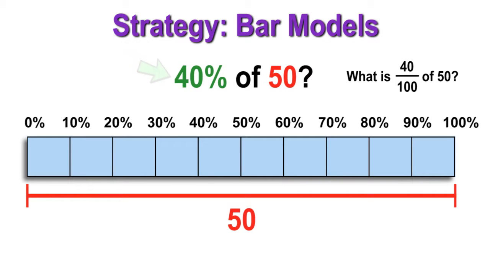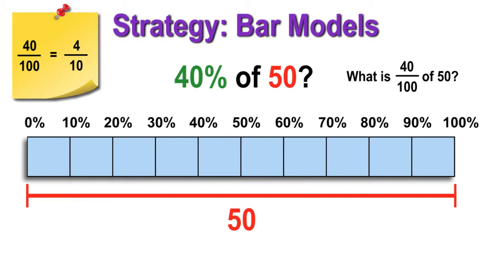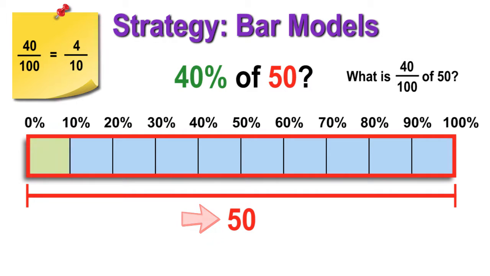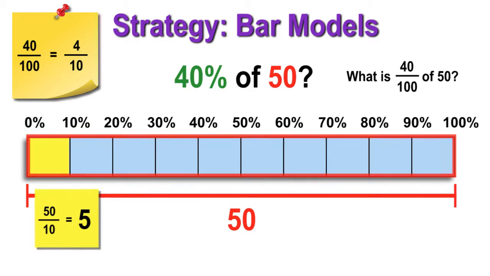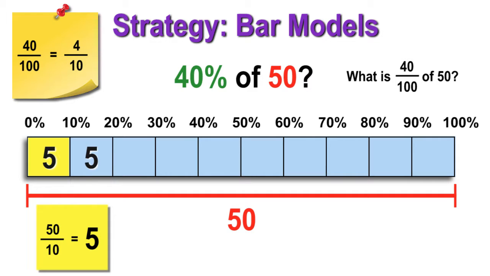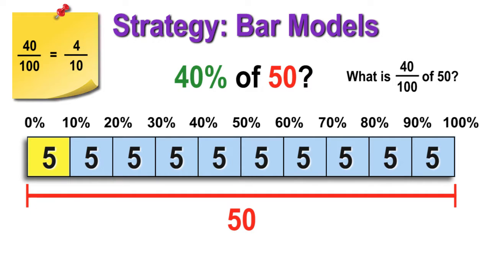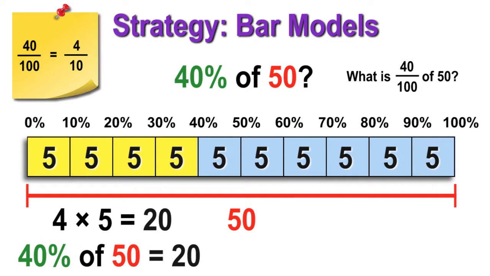40%. As a reminder, 40 hundredths of 50 is the same as solving 4/10 of 50 because 4/10 is equivalent to 40 hundredths. If 10 units equals 50, then 1 unit is equal to 50 divided by 10, which equals 5. Mark each section as 5. Color in 4 units. Since 4 units are 4 times 5, then 4 units equal 20. This bar model represents that 40% of 50 is 20.